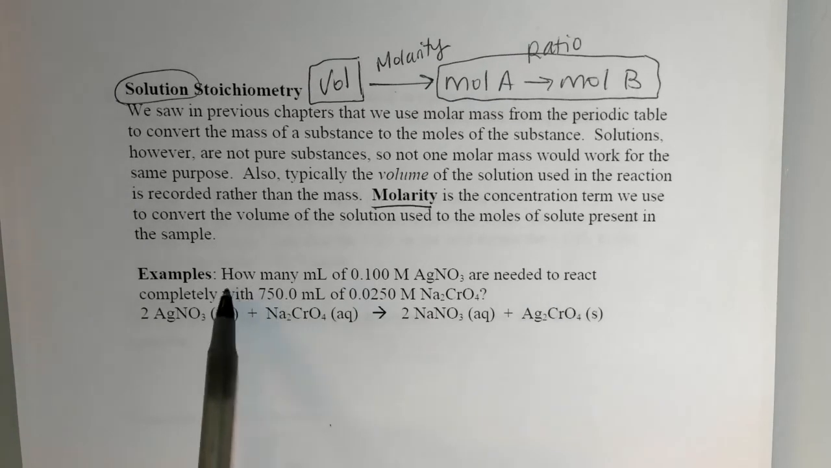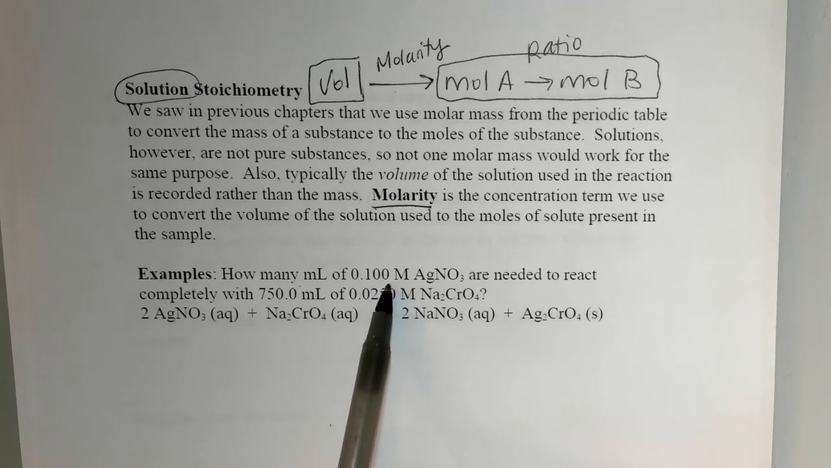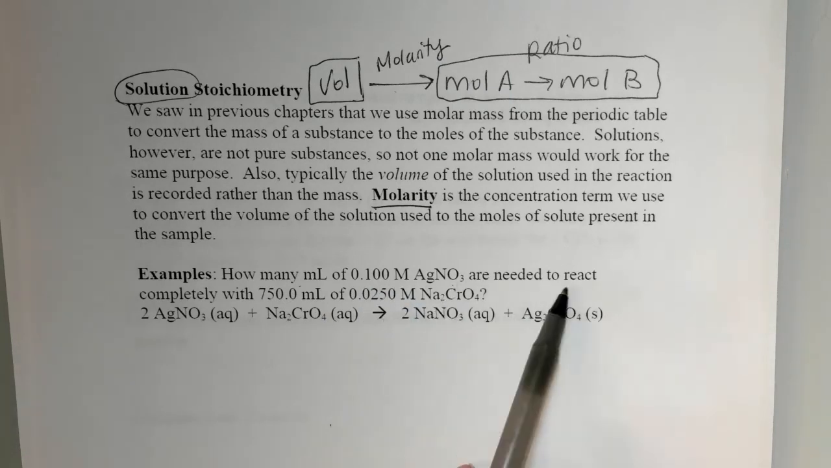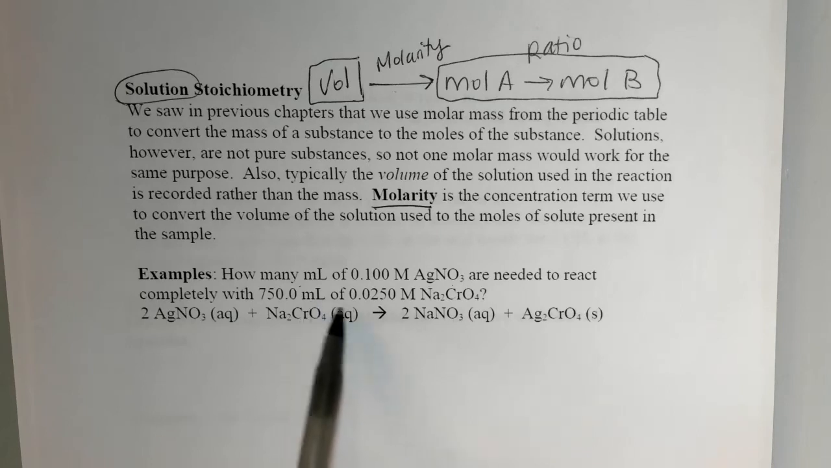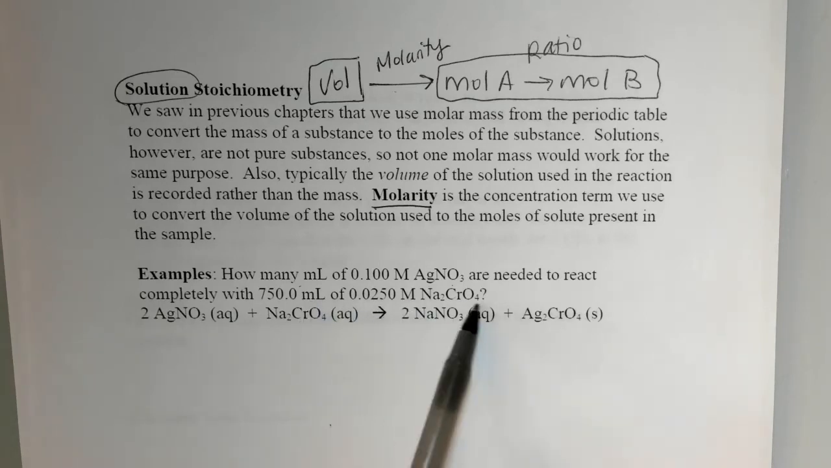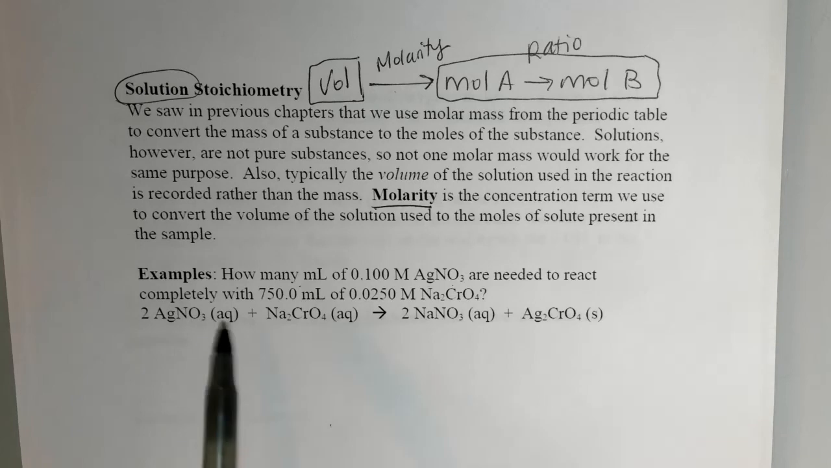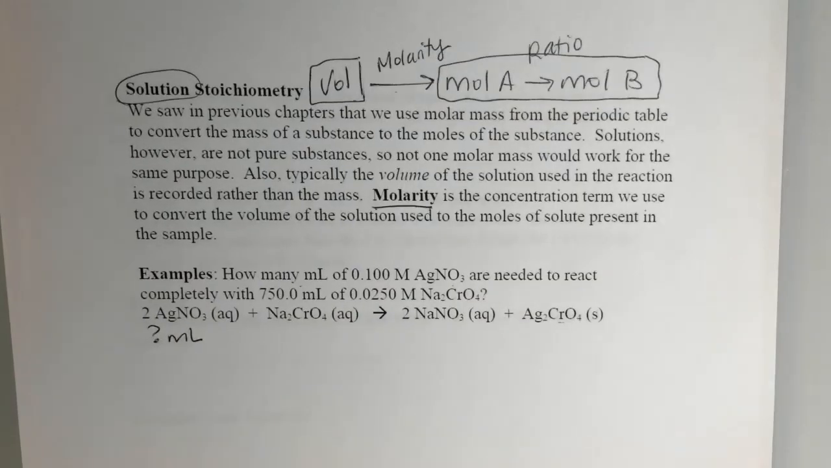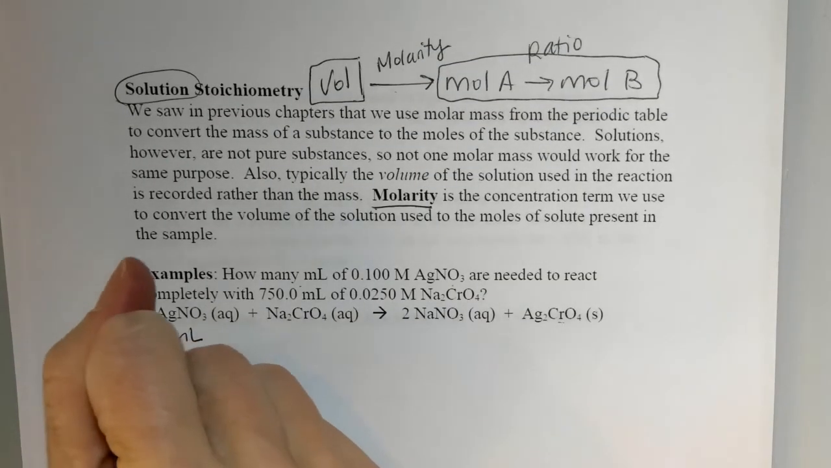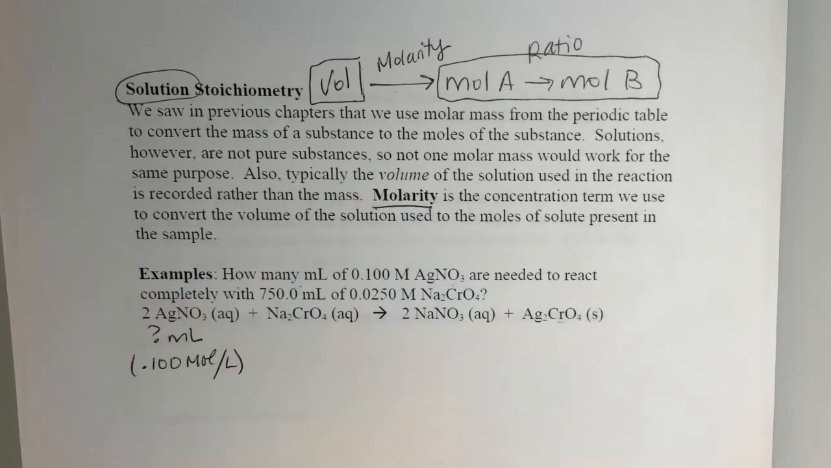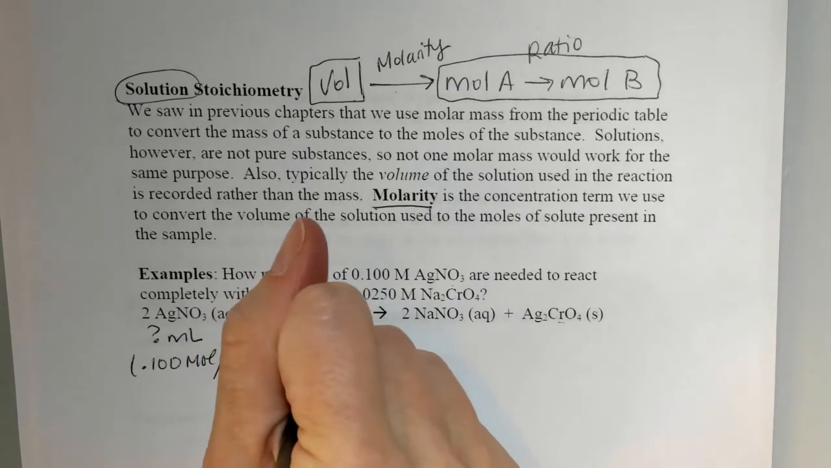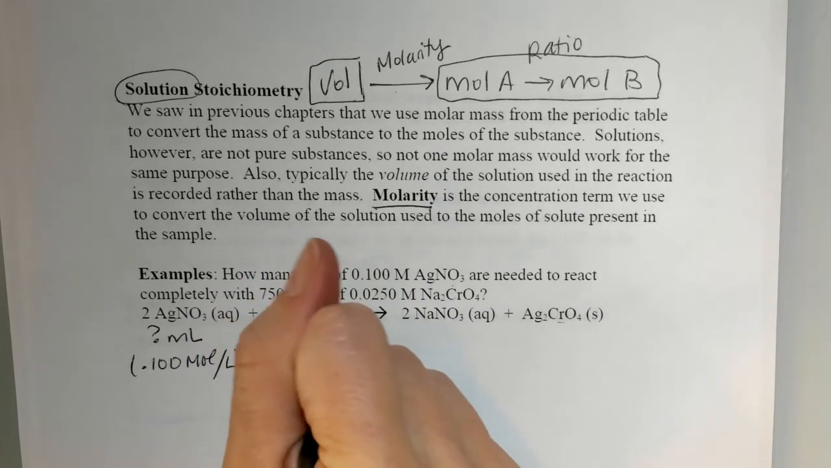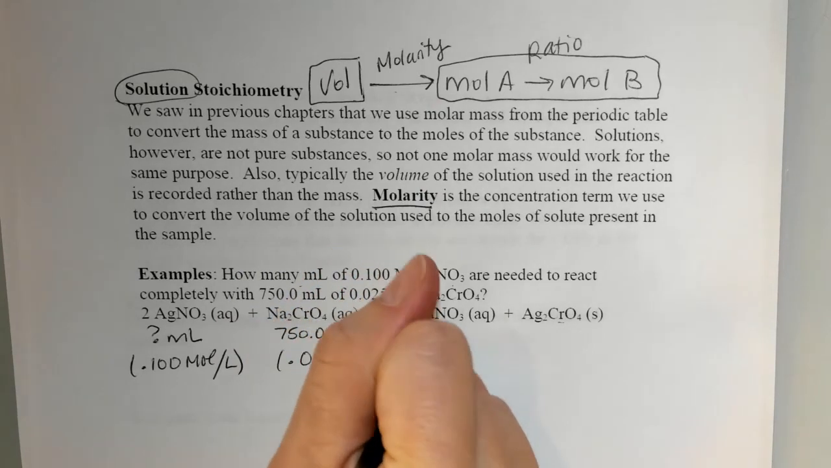So the example here says, how many milliliters of a 0.100 molar silver nitrate solution would be needed to react with 750 milliliters of a 0.0250 molarity sodium chromate solution? And I've got the balanced double displacement reaction here. So it's asking me for a volume of silver nitrate, and it's giving me a molarity of 0.100 moles per liter. And then I'm reacting that with the sodium chromate. I've got 750 milliliters of that and a molarity of 0.0250 moles per liter.